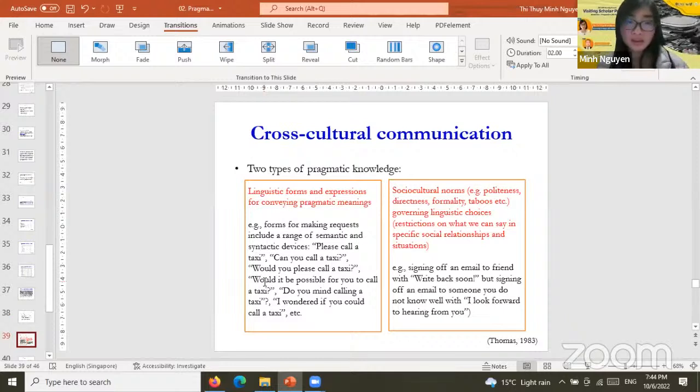Now, if we recall what we talked about in the first lecture, then there are two types of pragmatic knowledge, okay? Pragmalinguistic and social pragmatics. So the first type is knowledge of linguistic forms and expression for conveying pragmatic meanings.